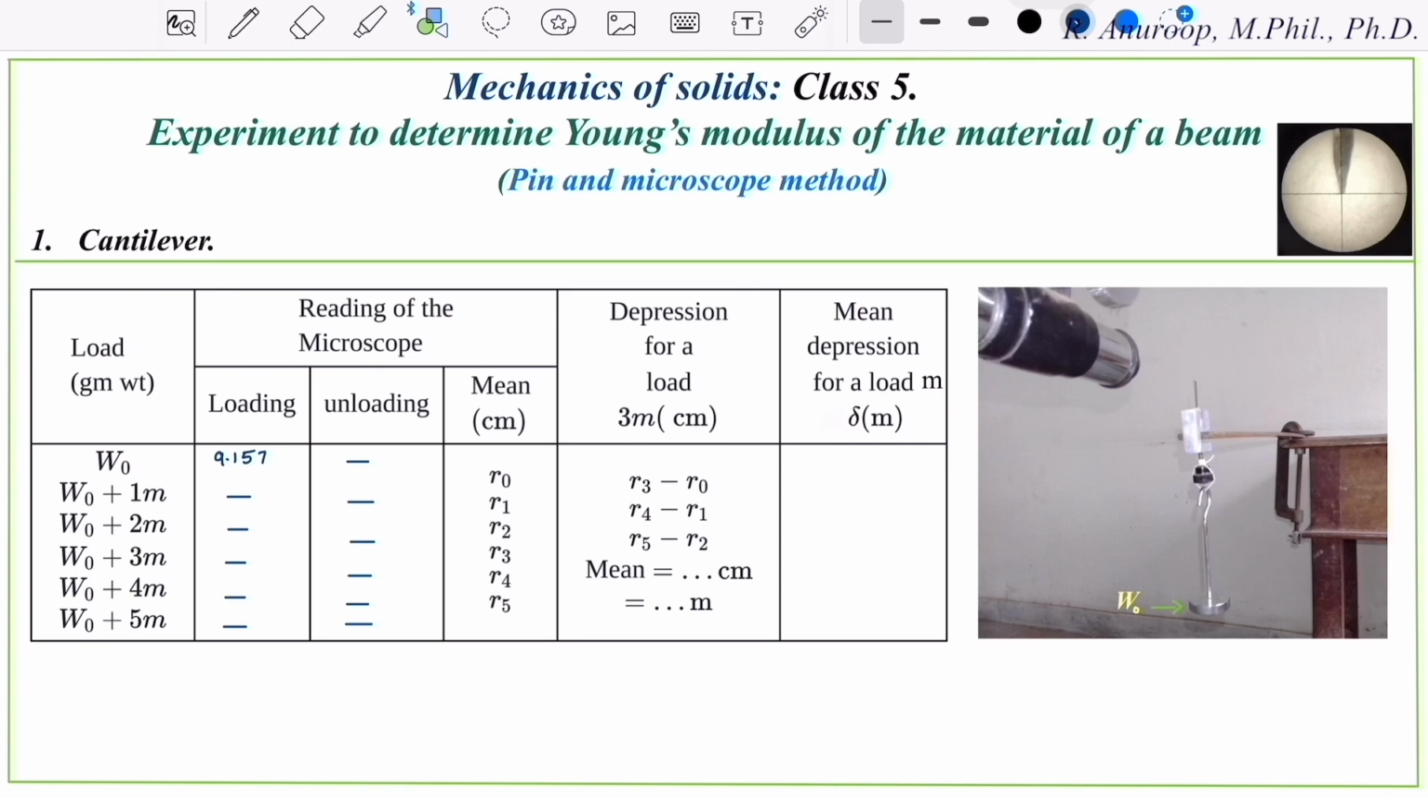Now take the mean value of the reading. Once you have loading and once you have unloading, write the corresponding mean value. The mean value of the reading corresponding to W0 is R0, W0 plus 1m is R1, W0 plus 2m is R2, W0 plus 3m is R3, and the mean value corresponding to W0 plus 4m is R4, and the mean value corresponding to W0 plus 5m is R5.